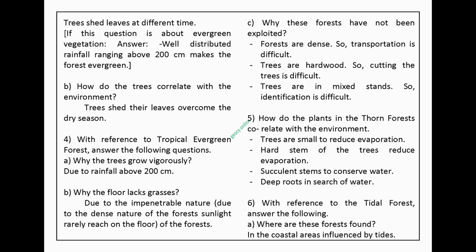Trees are small to reduce evaporation. Hard stem of the trees reduces evaporation. Succulent stems to conserve water. Deep roots in search of water.